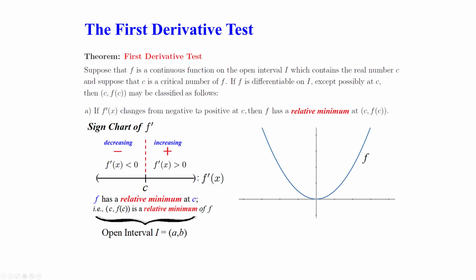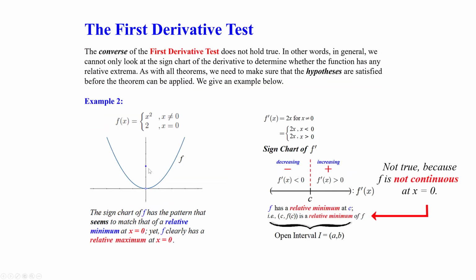Let's review. Suppose that f is a continuous function on the open interval I, which contains the real number c. Now it says c, but we're considering 0 in this example. Well, there's the problem right there. This function is not continuous at 0. Therefore, it is not appropriate to apply this theorem. In other words, we can't say, by looking at the sign chart of this derivative, because it's decreasing on the left, increasing on the right, that the function in fact has a relative minimum. Why? Because if there's a jump discontinuity, just as is happening in this example, you would in fact perhaps have a relative max, or perhaps nothing. It could also be none of the above.